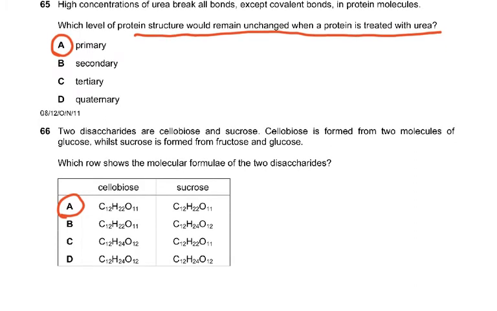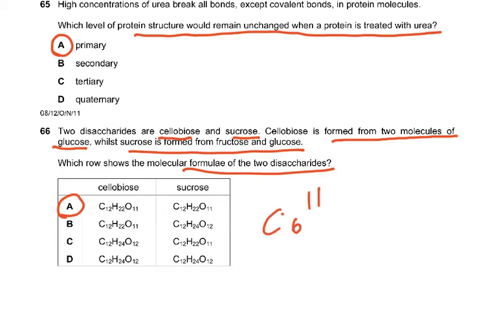Then, two disaccharides are cellobiose and sucrose. Cellobiose is formed from two molecules of glucose, while sucrose is formed from fructose and glucose. Which row shows the molecular formula of the two disaccharides? And I've done this in a previous, the first video as well.